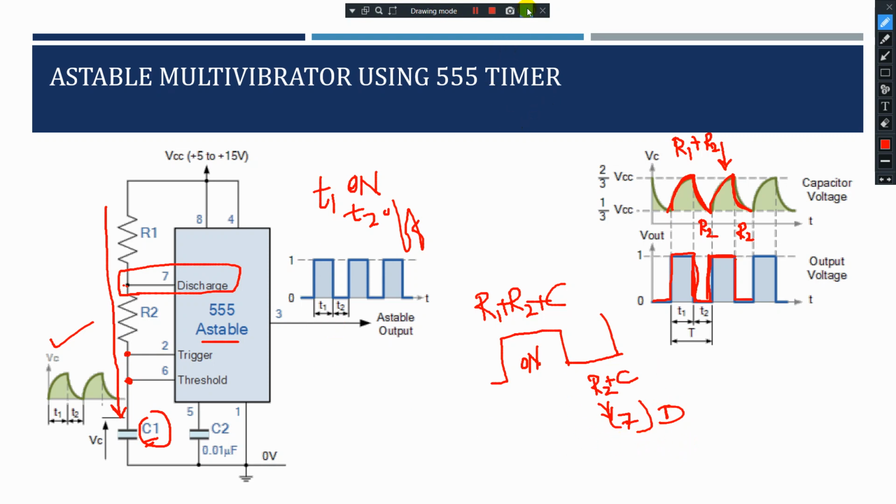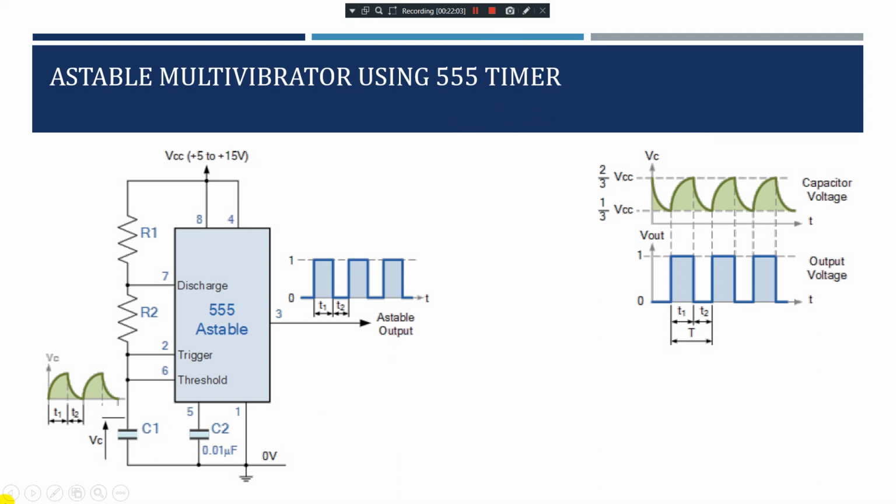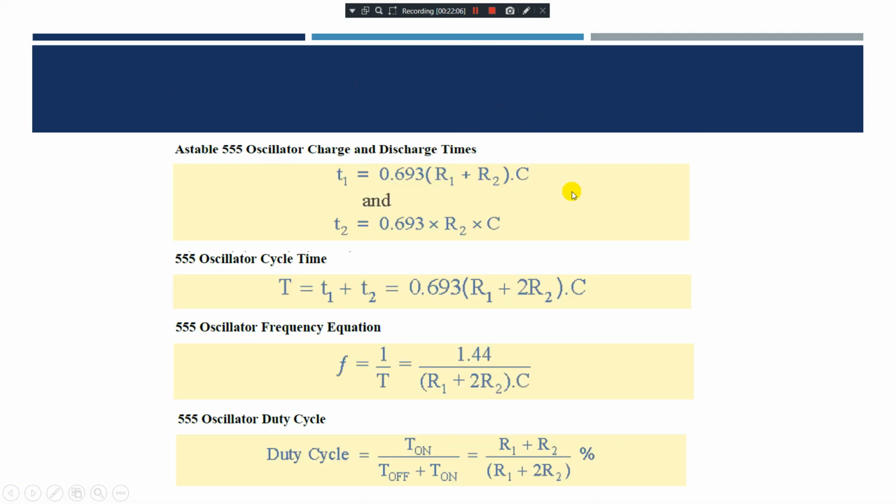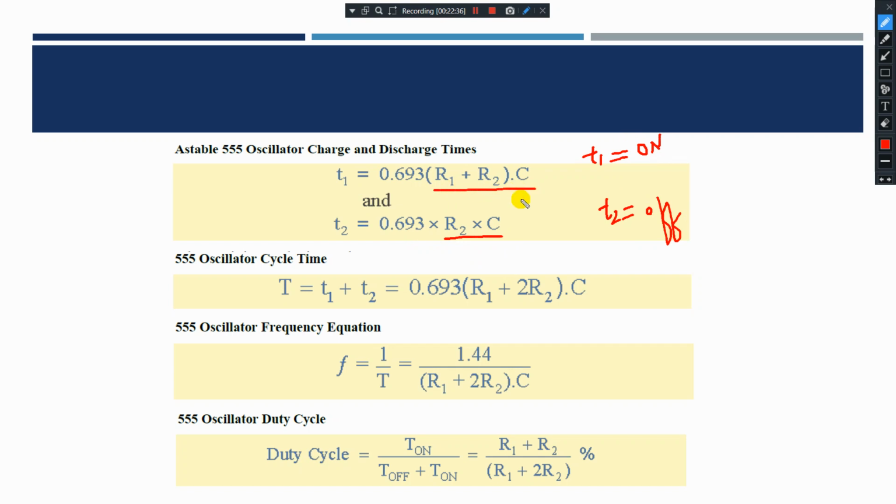Okay. Next, we'll go to the next one. Here are some of the equations. You'll understand how it works. What are these equations? How does it work? As I said before, T1 is nothing but the on cycle, and T2 is nothing but the off cycle. So for T2 we use R2 and C. For T1 we use R1 plus R2, times C.